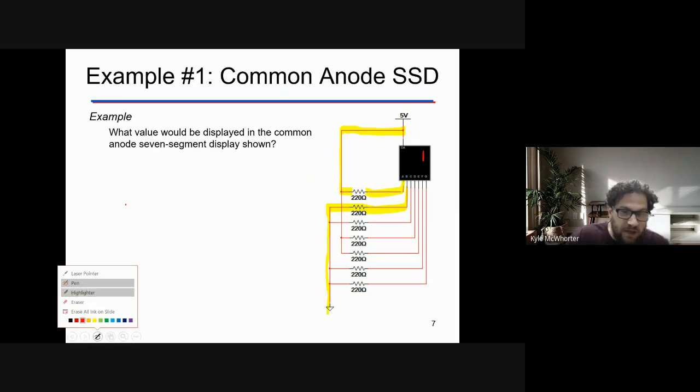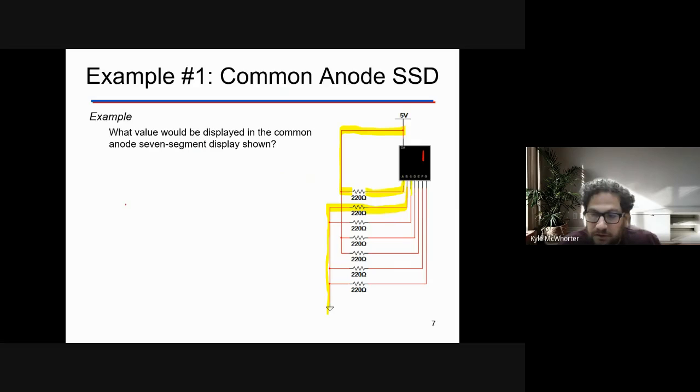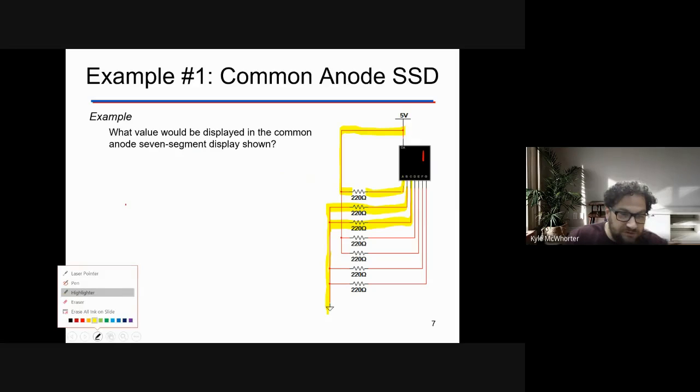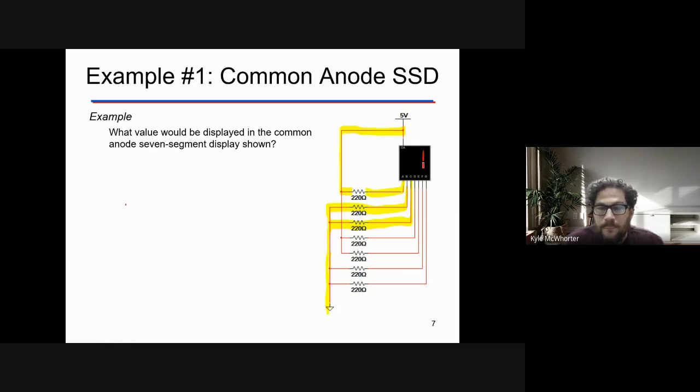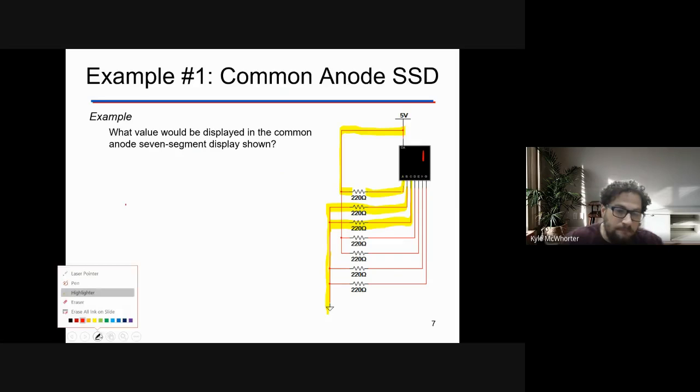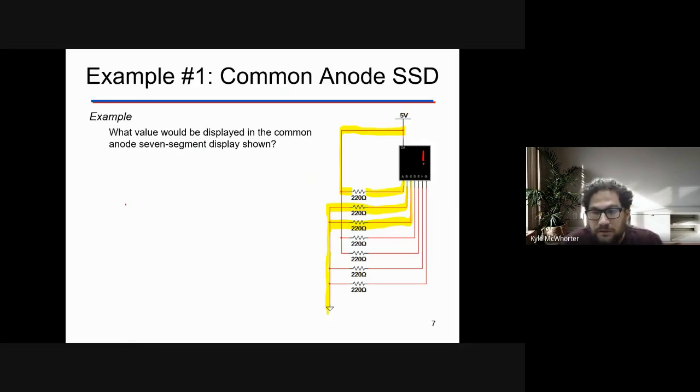Okay, now let's look at C. C comes down here, goes through the resistor, and it connects to ground. So C will also be lit up. Segment C. This.